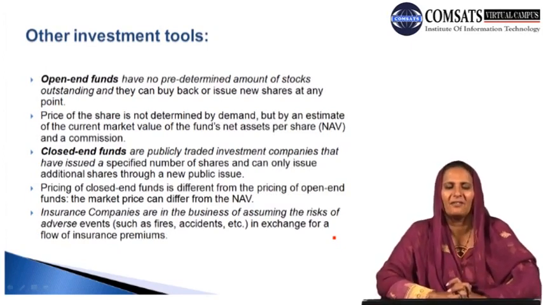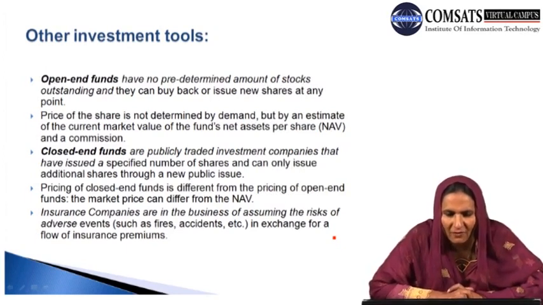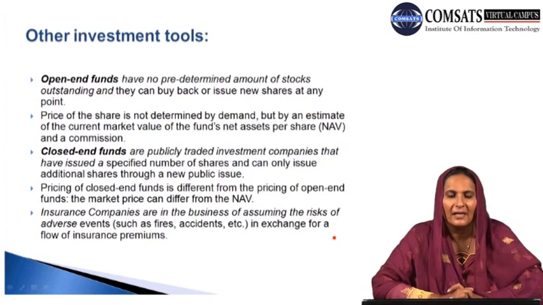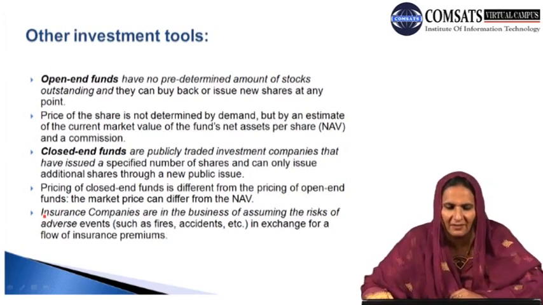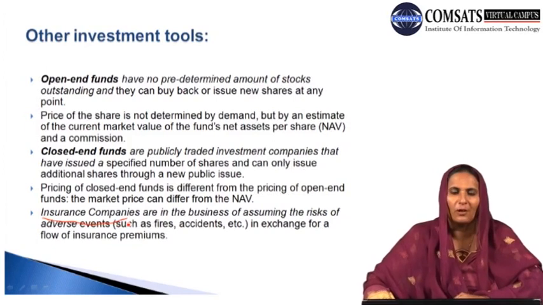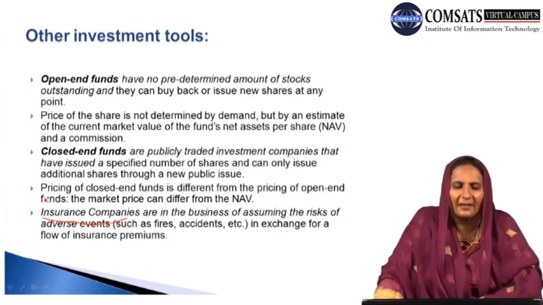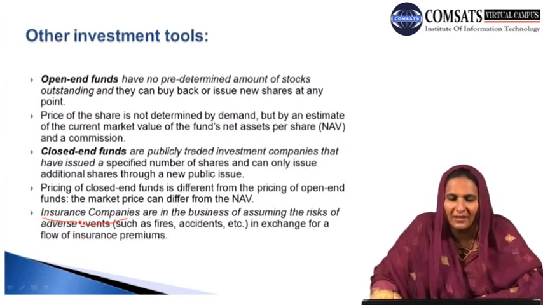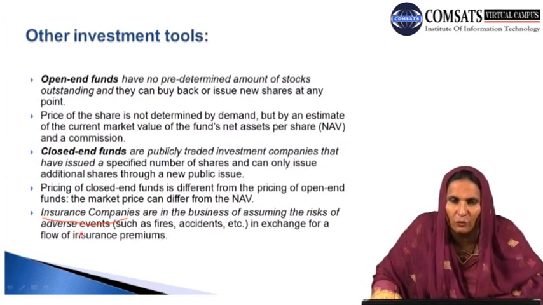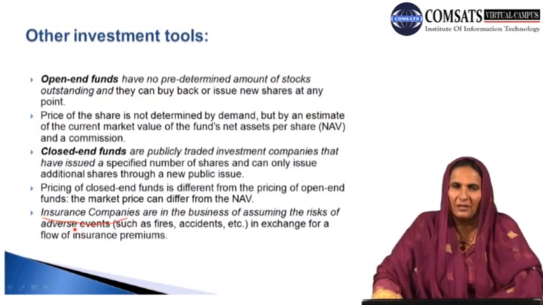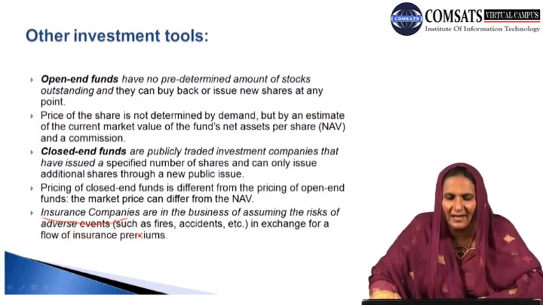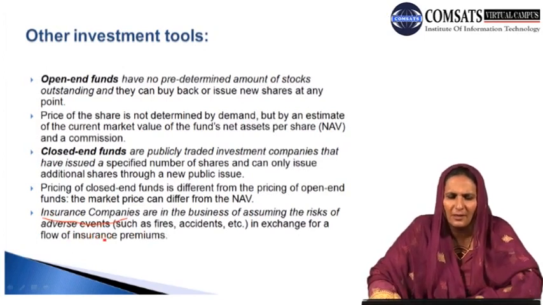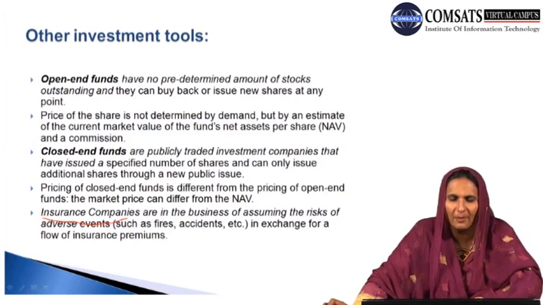Second are the insurance companies. They are in the business of assuming the risk of adverse events. First were our funds; the second type of investment tools are insurance companies. They promise to pay for the adverse events faced by their buyers. If their clients face any adverse event, these companies promise to finance the adverse event or the loss, such as fires or accidents, in exchange for a flow of insurance premium.